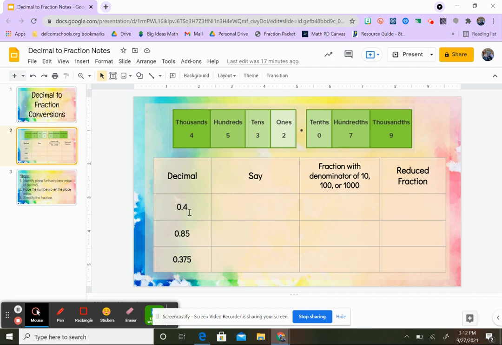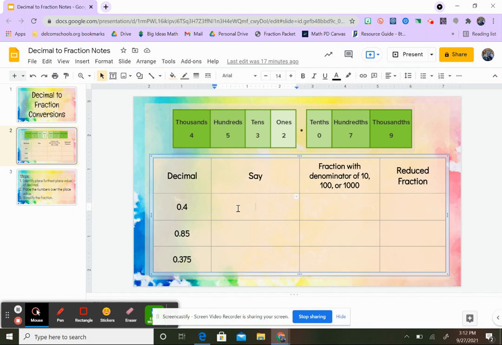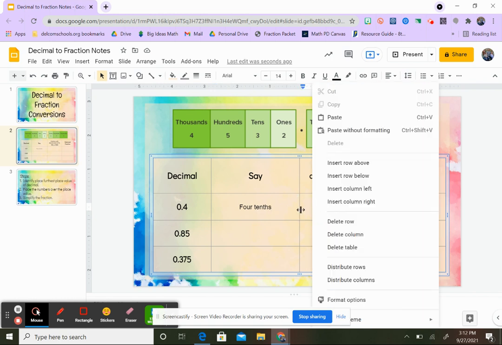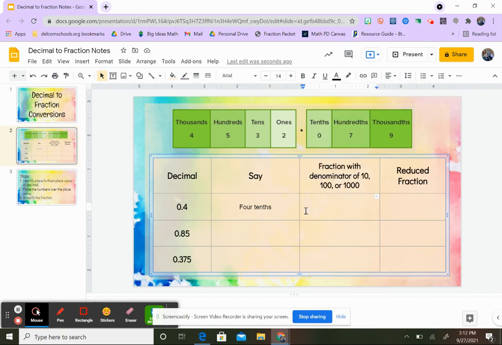So this number is 0.4. The appropriate way to say this number is 4 tenths. And so that's why it's so important to know your place value and your digits, because when you're dealing with 4 tenths, the tenths is actually the number that you're going to put that over. So I'm going to go ahead and do 4 over 10. And then we have to have that as a simplified fraction. So 4 divided by 2 is 2, and 10 divided by 2 is 5. So there we go for that one.